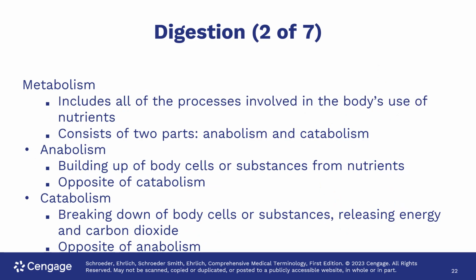Metabolism encompasses all of the ways that the body uses nutrients and consists of 2 parts. Anabolism, which is the buildup of cells from nutrients, and catabolism, which is the breaking down of cells, releasing energy and carbon dioxide, or CO2.